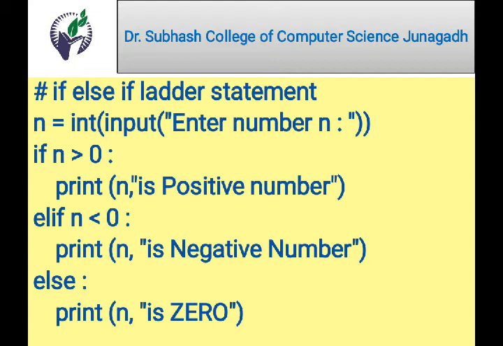Now, is 10 greater than 0? Yes, the condition becomes true. So the associated statement block, here only one statement, print 10 is positive number, is executed, and control comes out from this decision making if else if ladder and moves to the next statement after the ladder.